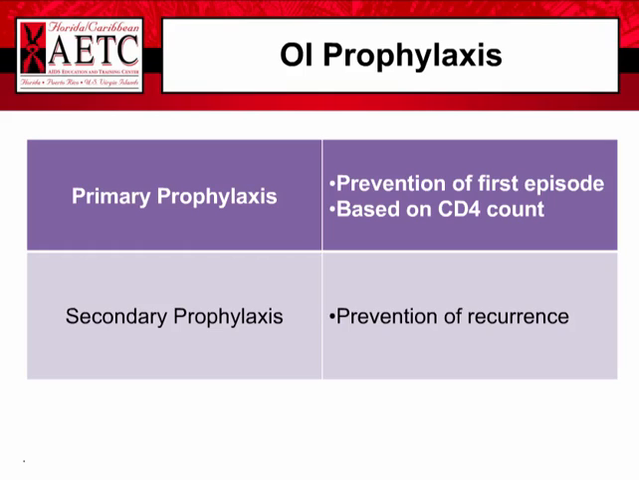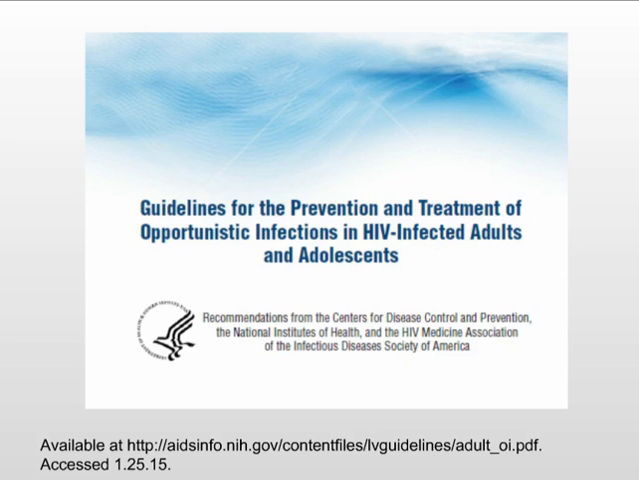Secondary prophylaxis refers to prevention of a recurrence of infection. And we're basically going to see that not all OIs do we prophylax for. So certain things like Candida infections or Cryptococcus or CMV, they don't get prophylaxis for those. But for a majority of ones, they do.